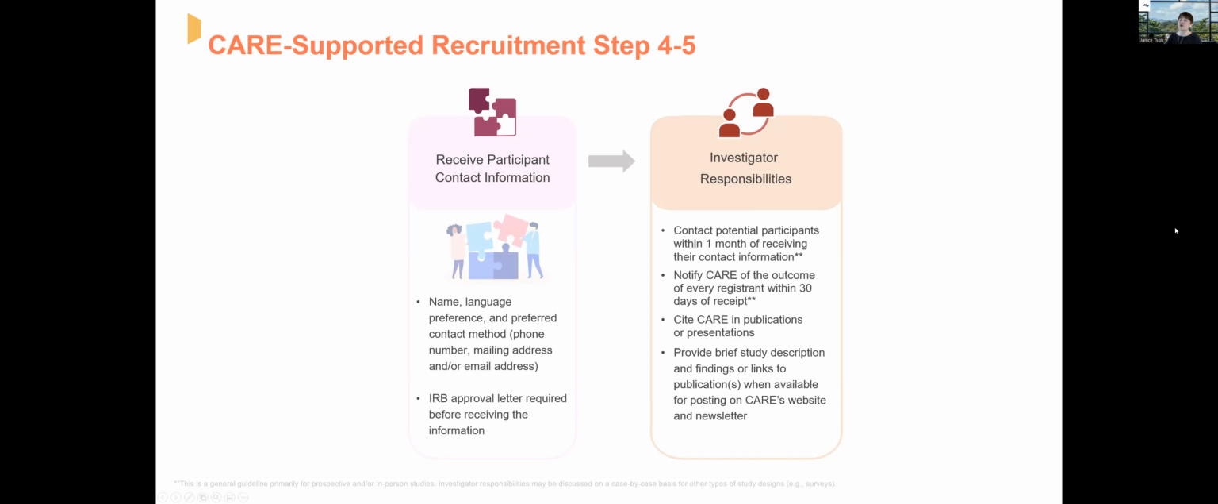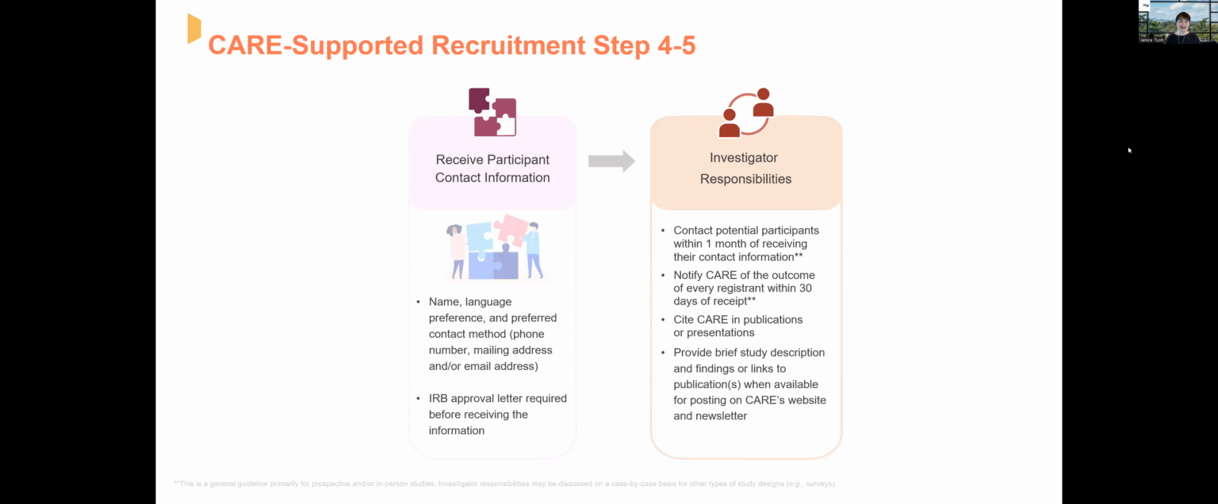But it's very important for CARE to know how recruitment is going, particularly with our participants, and what the process is like. So we would like to get that information. And also, citing CARE in publications and presentations, and also providing us a brief study description and findings or links to your publications when available for us to post on CARE's website and newsletter.